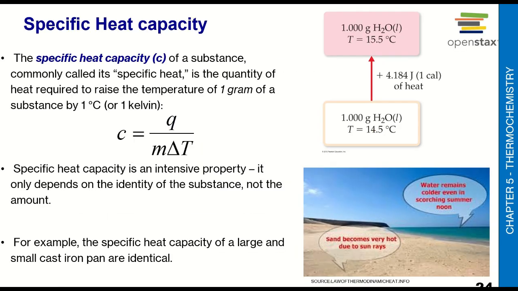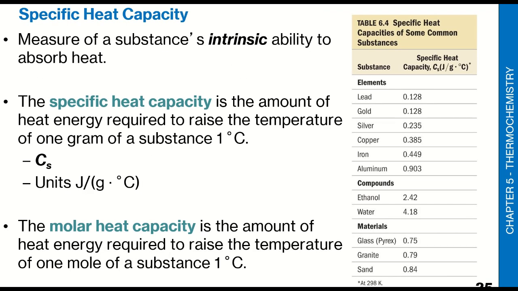Okay? So to understand that better, let's look at this table over here. So, a measure of a substance's intrinsic ability to absorb heat. If you look here, the metals, see how low they are compared to the water? That means if it's a hot day and I have a swimming pool and some bunch of metals and you touch the metal, it will be so hot because they will absorb heat faster because they have a very low specific heat.